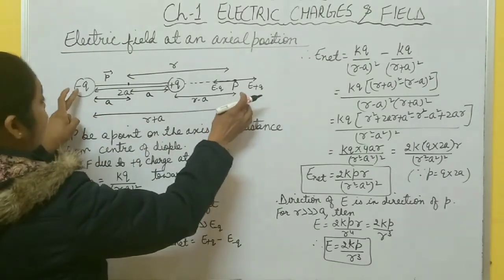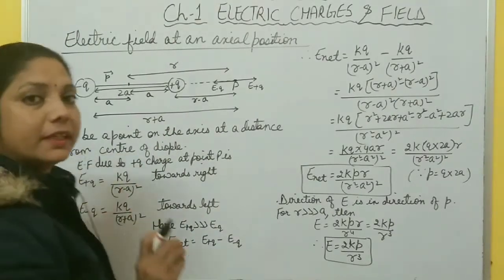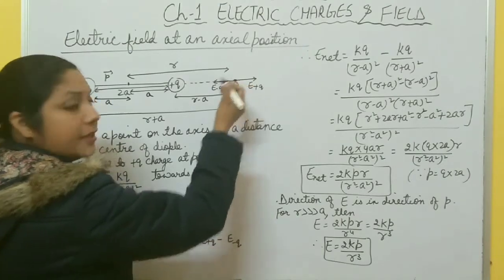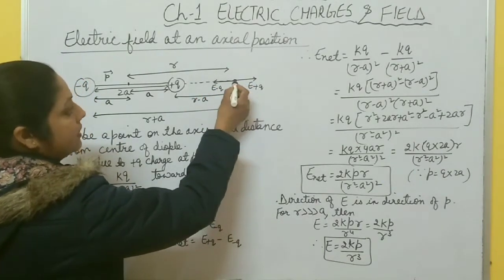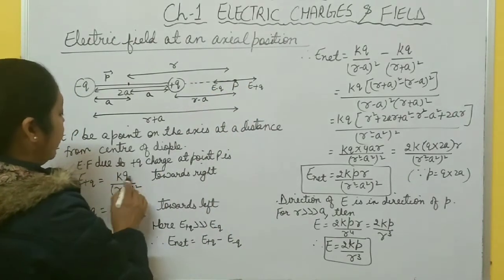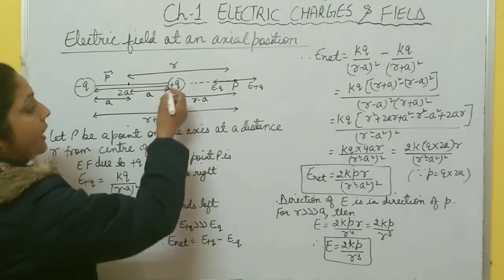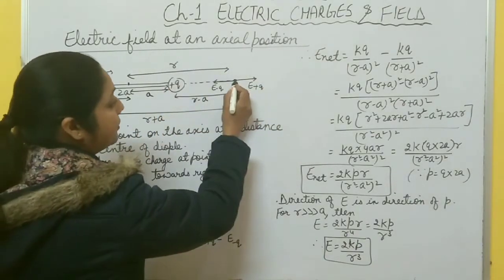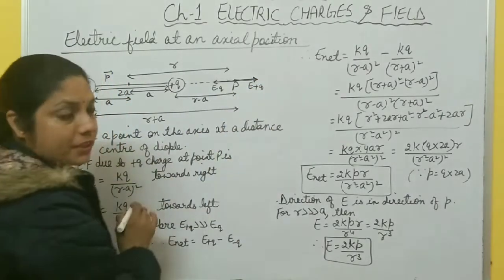So the distance from the minus q charge to point P is r plus a. If you know the distance of each charge, you can easily determine the electric field due to the two charges at point P. Now, the electric field due to the plus q charge here is kq by the distance, which is r minus a, so (r minus a) square. And this is a positive charge, so the direction is away from the charge. So the direction due to the positive charge is this one, right? This is the direction of the electric field due to the plus q charge.